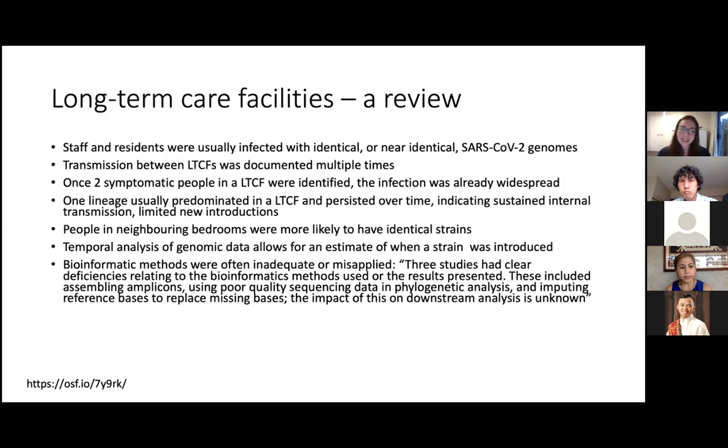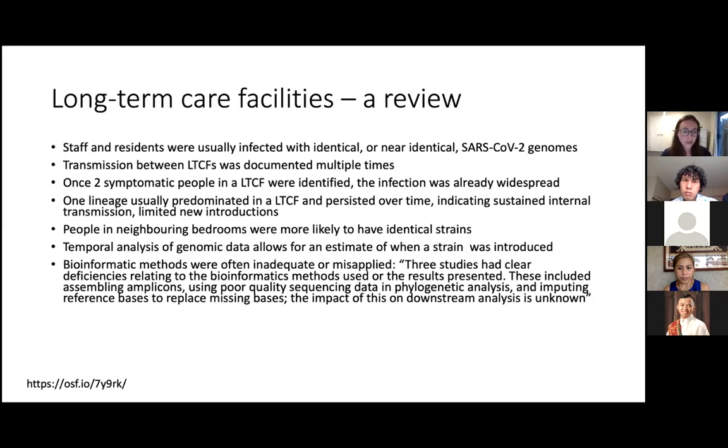And again, concerning, it was generally found that if 2 people in a long-term care facility were showing symptoms of COVID, usually by that point, COVID has already spread quite widely through the facility. So if you're waiting to spot symptoms before you employ infection control, you've left it quite late. Proactive testing is definitely a better route.